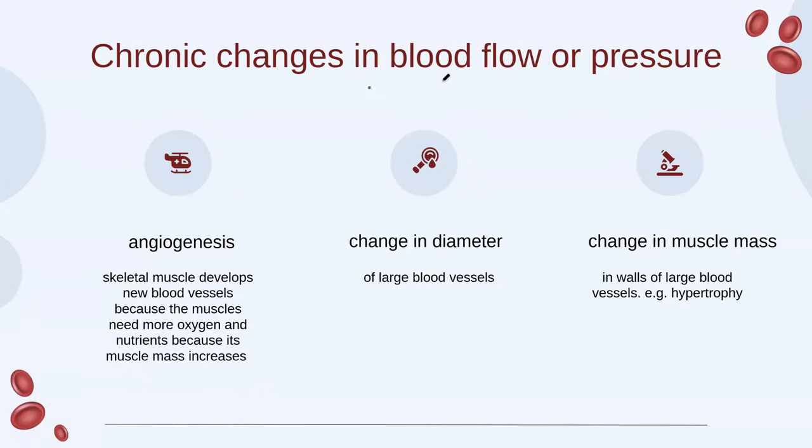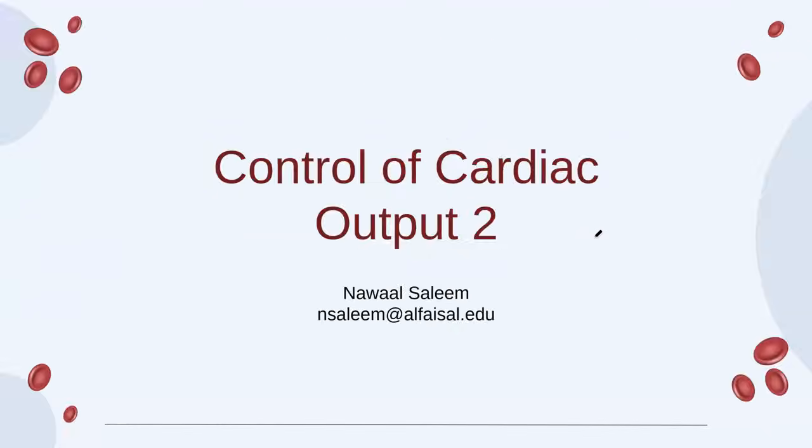Now what happens if you have chronic changes in blood flow or pressure? So if somebody's going to the gym and building muscle, you're going to have angiogenesis to supply those muscles. So new blood vessels are going to form so that they can supply the increased muscle mass. And somebody who has chronic changes in blood pressure, for example, the diameter of those blood vessels may change, or the muscle mass of those blood vessels may change. So if the blood vessel needs to contract more, it might have hypertrophy. So just remember these: angiogenesis, change in diameter, and change in muscle mass.